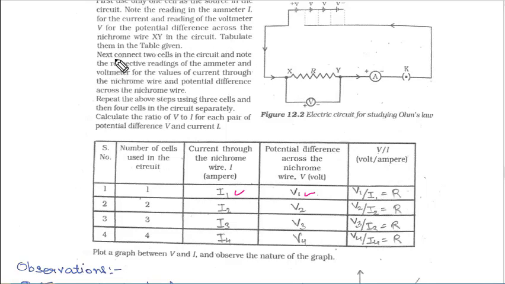Clear? Next they are saying connect the two cells in the circuit and note the respective reading of the ammeter and voltmeter for the values of current through the nichrome wire and the potential difference across the nichrome wire. Again we will find the reading of voltmeter and ammeter. Suppose the readings are I2 and V2. Then again we will find the ratio of V2 over I2. We will find out that this ratio is same R.